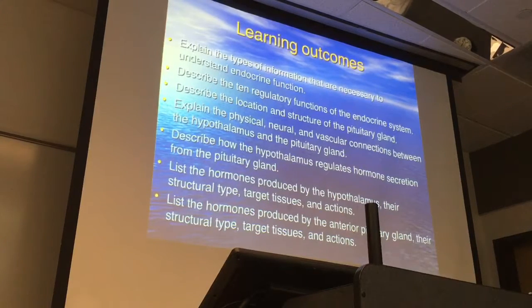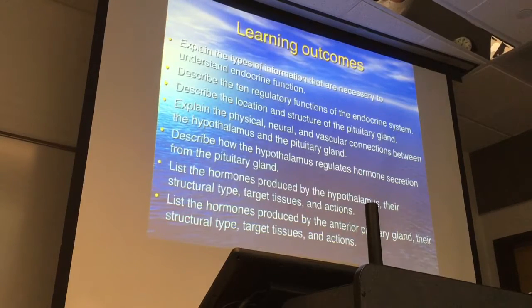Well, it depends if you're talking about the anterior pituitary or the posterior pituitary. List the hormones produced by the hypothalamus, their structural type, target tissues, and actions. I'm not going to cover that in detail here, because why discuss these in detail when we're going to talk about the anterior pituitary hormones and have to talk about how they're stimulated by hormones from the hypothalamus. So that's when I'm going to put it in.